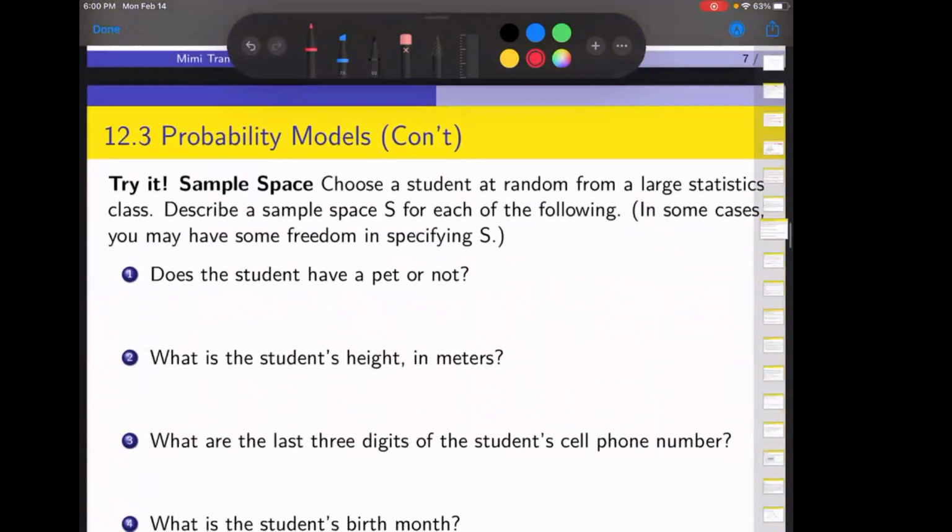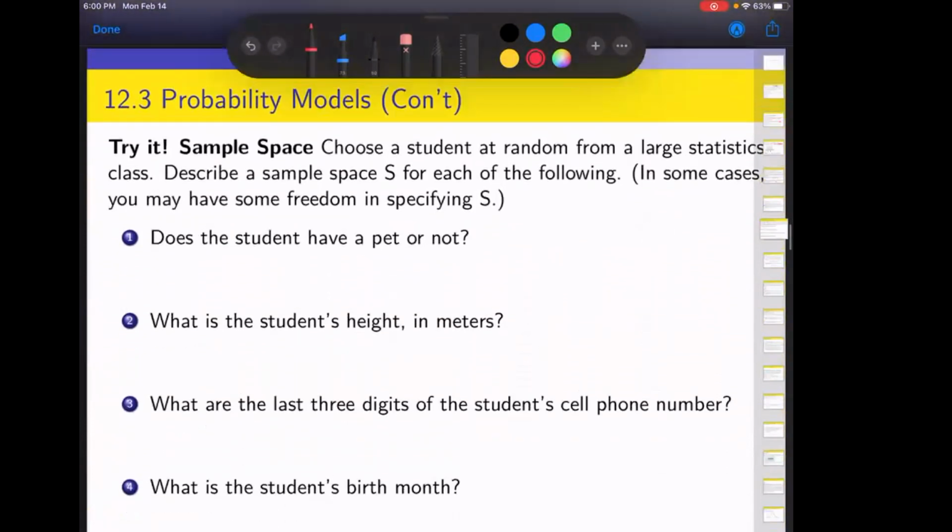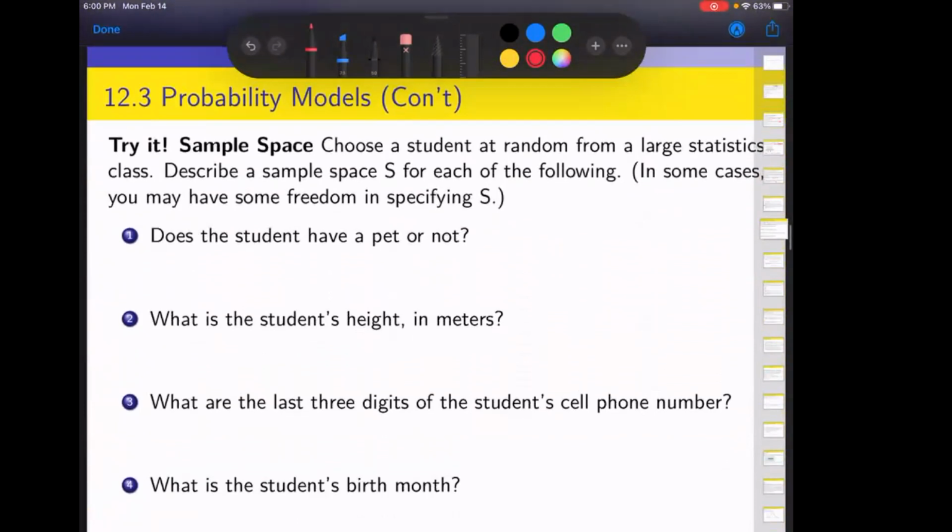So for each of these, I want you to list out, we do together, what is the sample space of each circumstance. Does a student have a pet or not? So what is the sample space here?